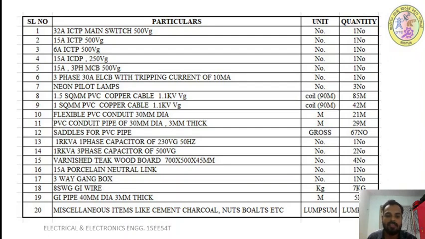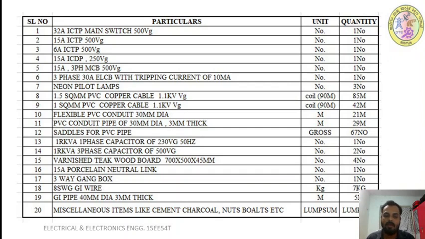And next, 8 SWG GI wire. You require 7 kg, as we have calculated. GI pipe 40 mm dia, 3 mm thickness. That is 5 meter you require. And miscellaneous items like cement, charcoal, nuts, and bolts for making our earth pit and so on. The unit is lump sum; we have taken some lump sum.